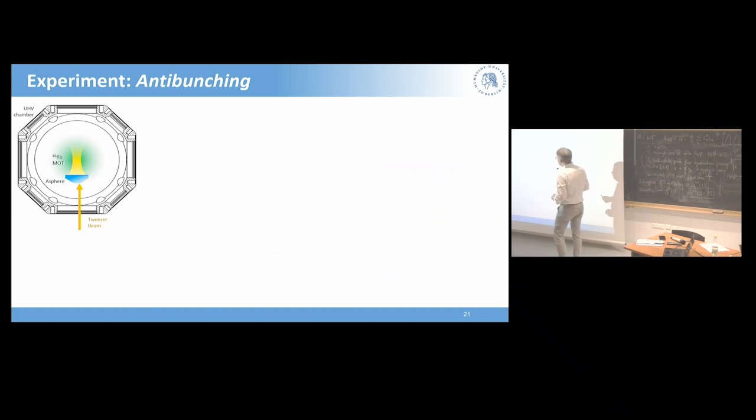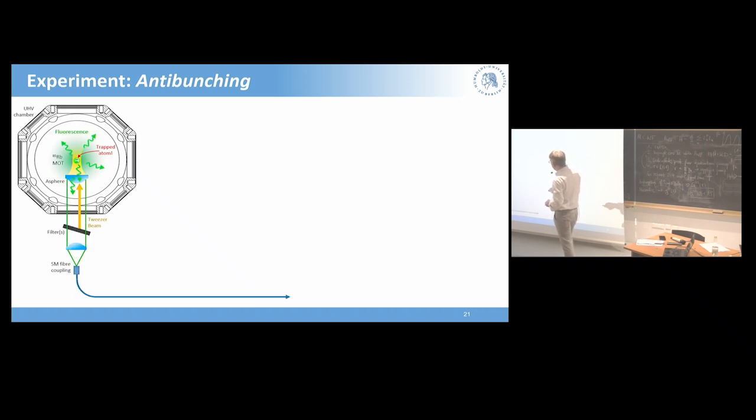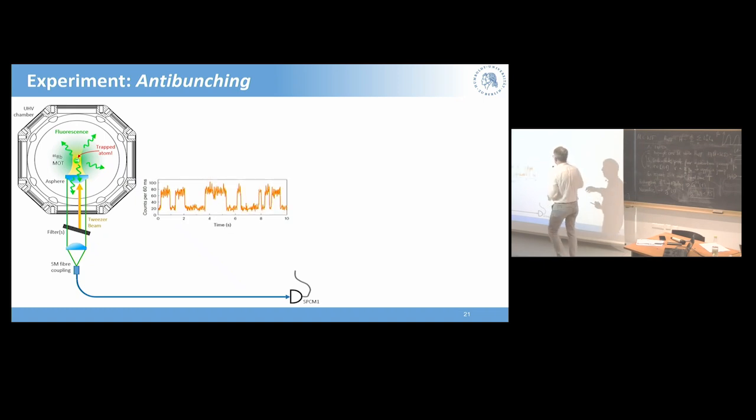Okay, so now to do the experiment, we trap a single rubidium atom in an optical tweezer, and we collect the light with the same lens that we use for trapping the atom, and we couple it into an optical fiber, and then we send it onto a single photon counting module. If you then look at the time evolution of the fluorescence signal, you see this characteristic telegraph signal where we have two levels: this level corresponds to no atom, this to one, and we never have two.